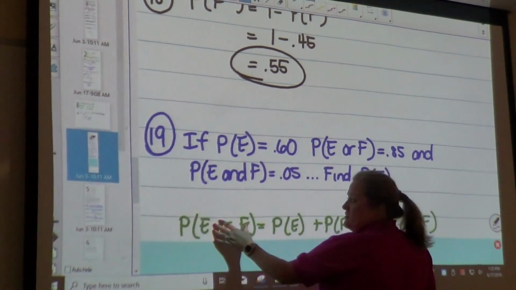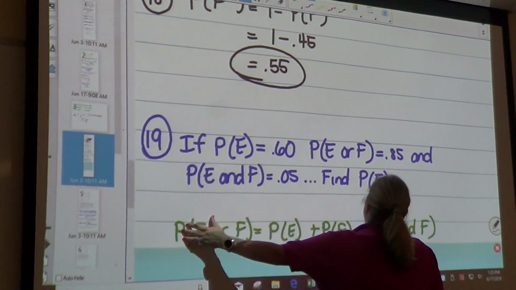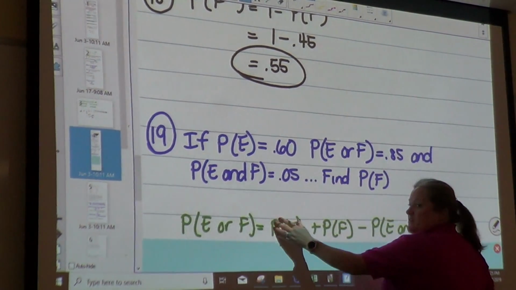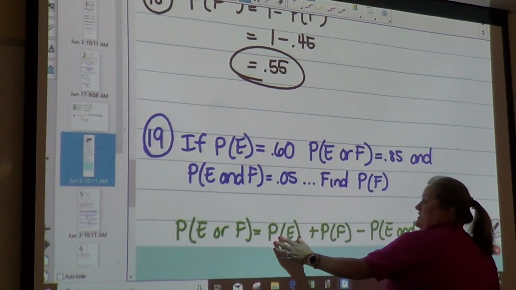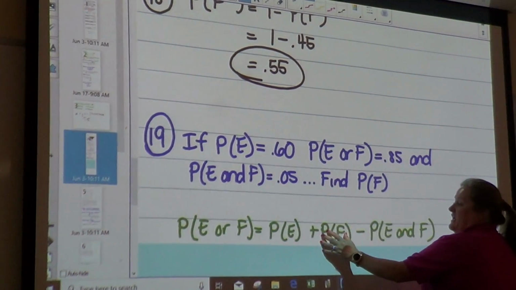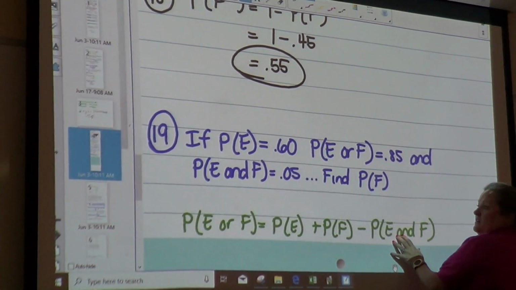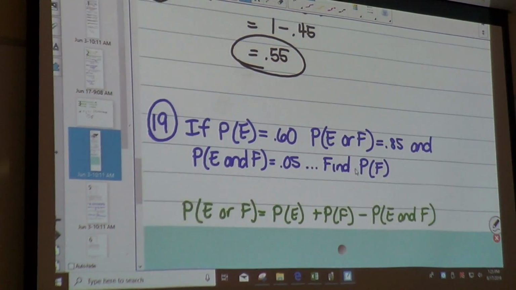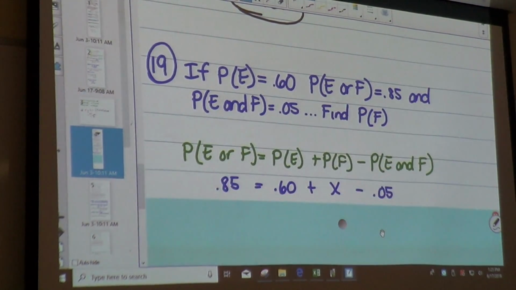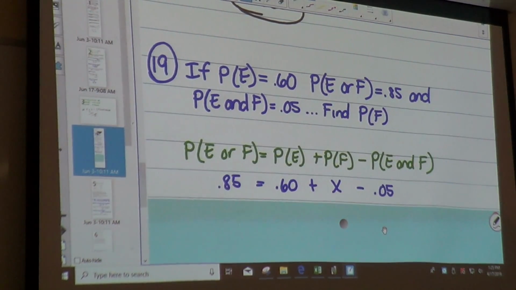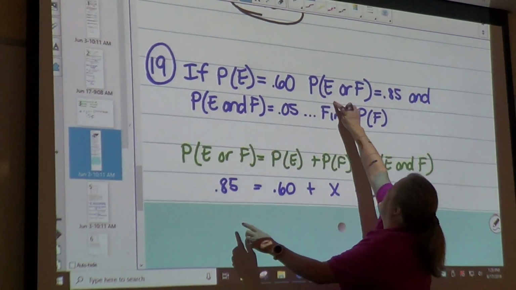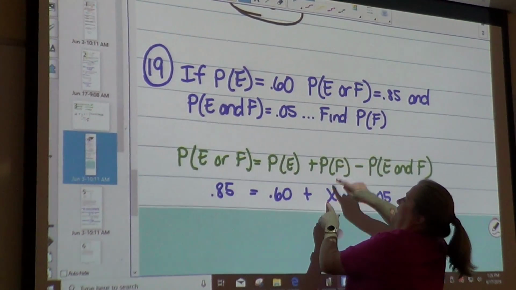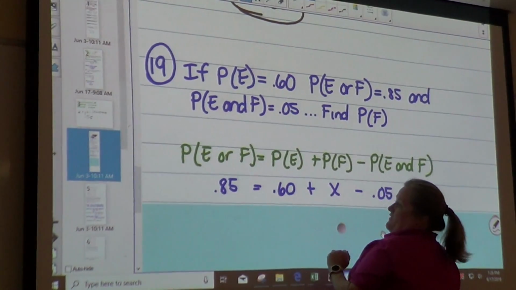All right, what am I putting under this? 0.85, right here. What am I putting under here? 0.60. What am I putting under here? X. What am I putting under here? 0.05. Okay, so we're just plugging and chugging. They told me this was 0.85. They told me PE was 0.60. They told me to find that, and they told me that was 0.05.